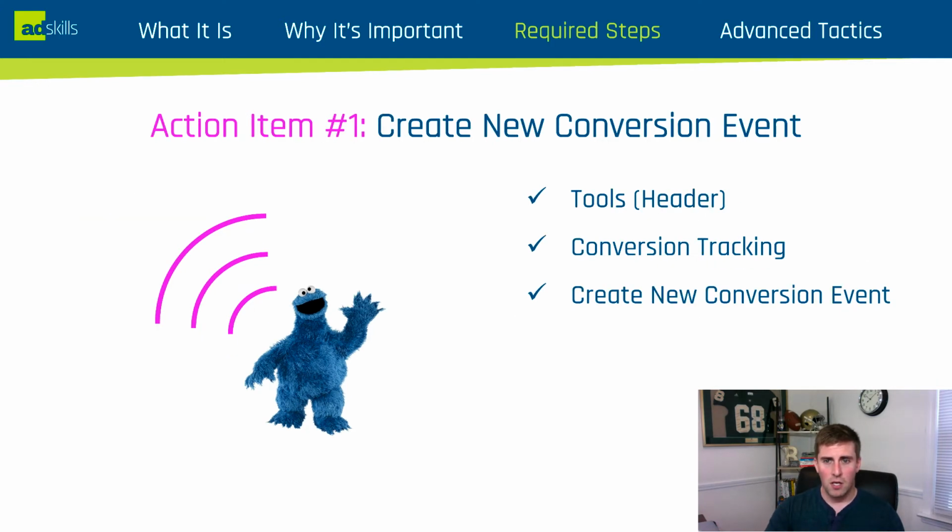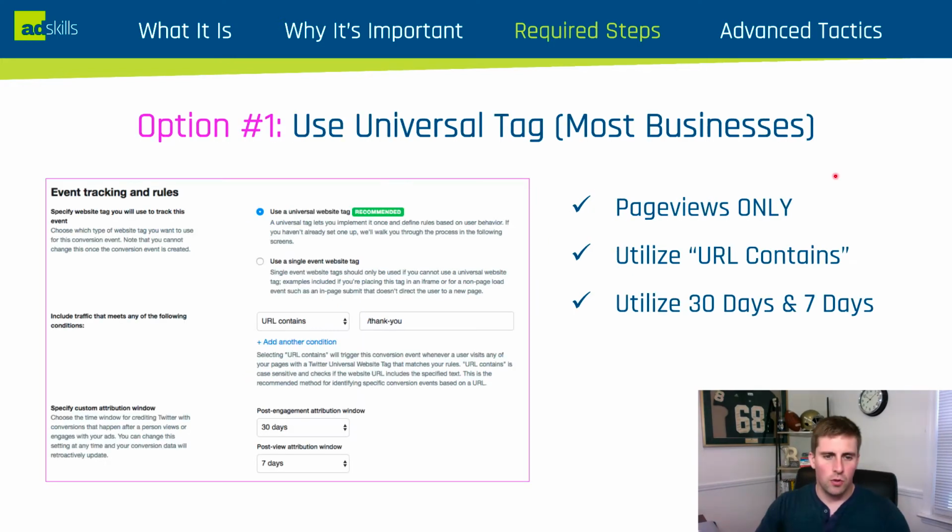Now, Twitter's actually done a very nice job of making this a simple process. So here's what you're going to do. You're going to click on the Tools button on your header, go down to Conversion Tracking, and you're going to create a new conversion event. So when you follow those instructions, you're going to have a menu like this pop up, and here's the settings that you want for this.